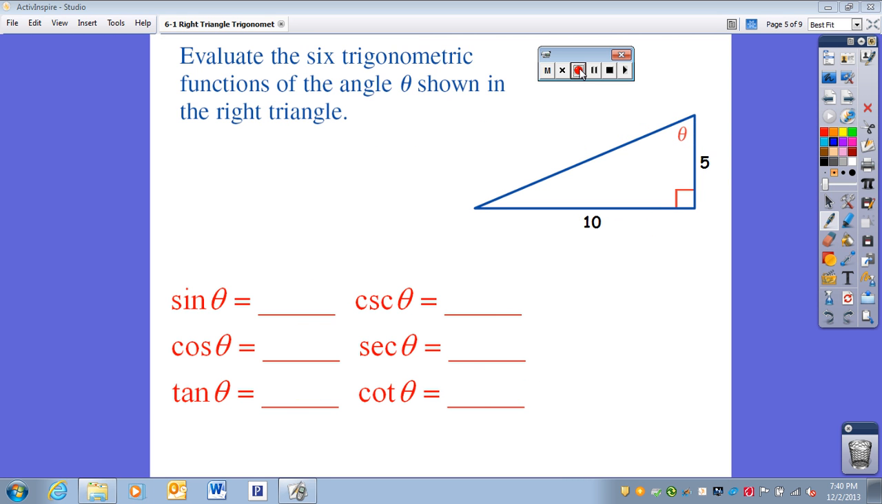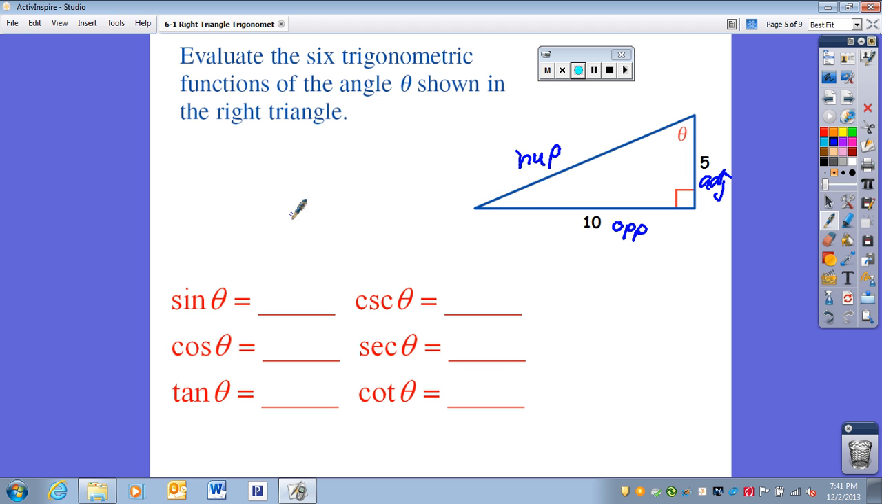Let's take a look at our next example. So here we have our theta. 5 is going to be the side that's adjacent to theta, and 10 is going to be the side that's opposite. But what we're missing is the hypotenuse.